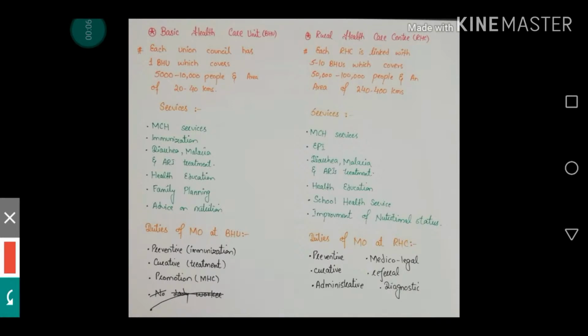So now we will talk about the differences between a basic healthcare unit and a rural healthcare unit. They have three differences. One is in their definition, another is the services provided at each of them, and the third is the duties of the medical officer at these specific localities.